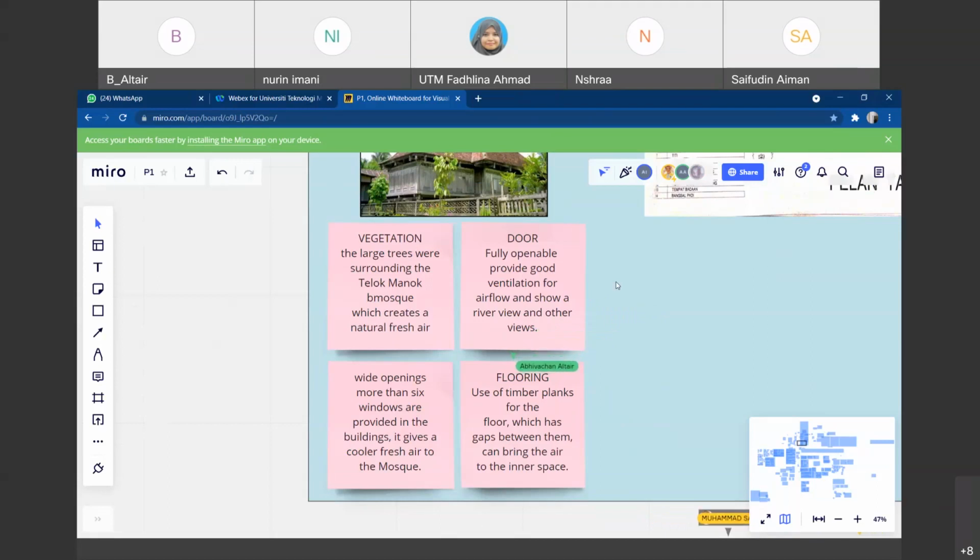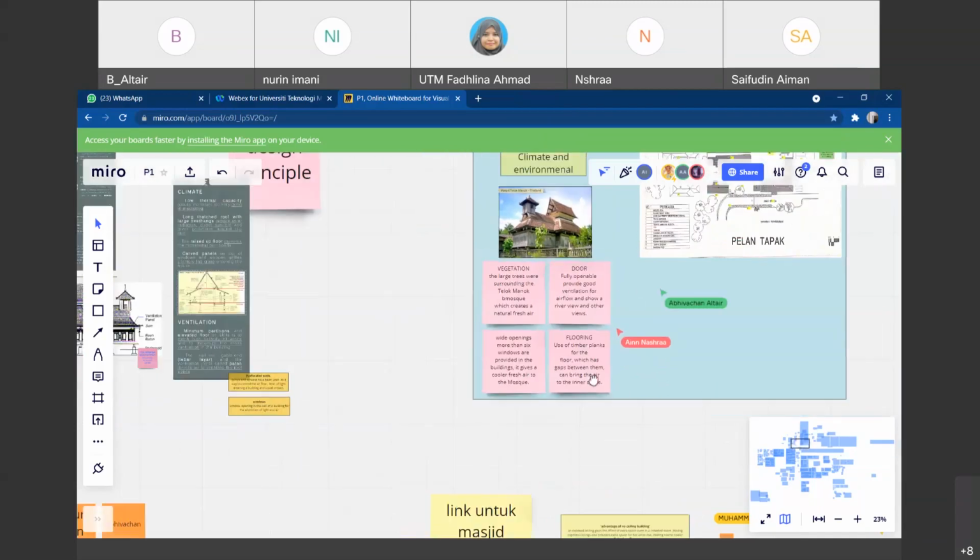And the third thing is wide openings. More than 6 windows are provided in the building, and they give cooler fresh air to the mosque. And lastly, there is the flooring. Timber planks are used for the floor, which have gaps between them, and they also bring air to the inner space. That's all, doctor, from me.